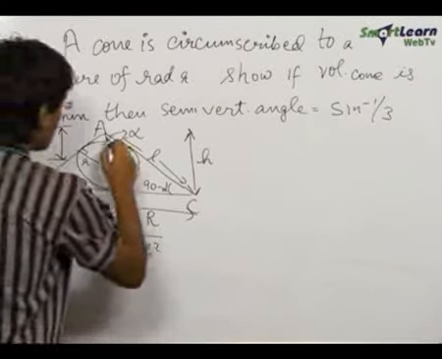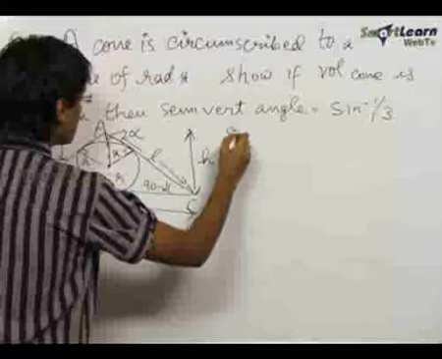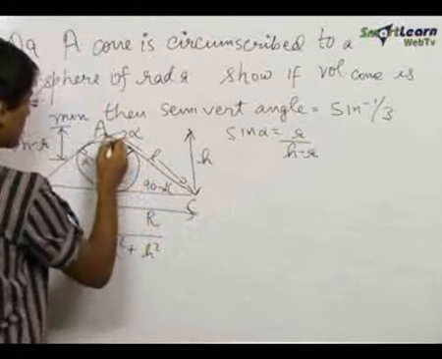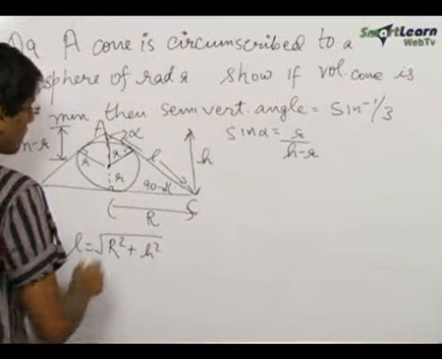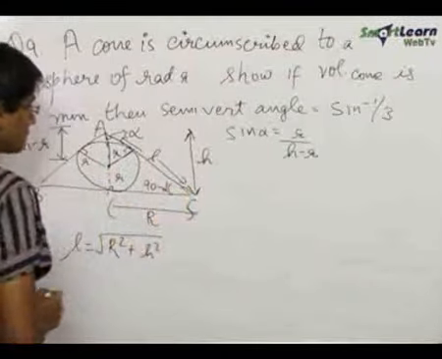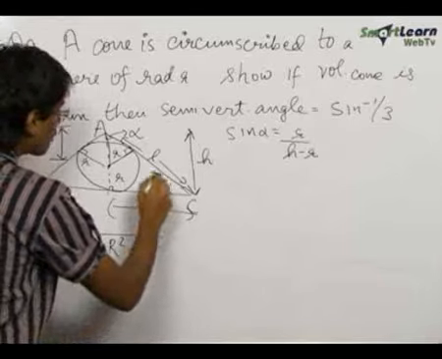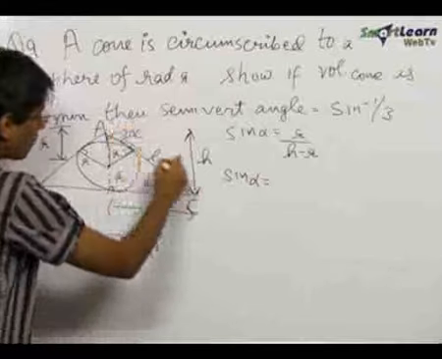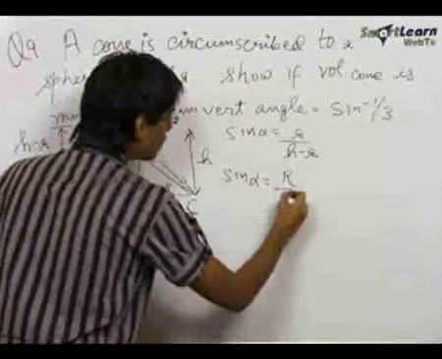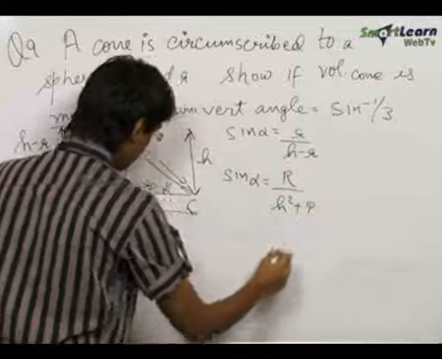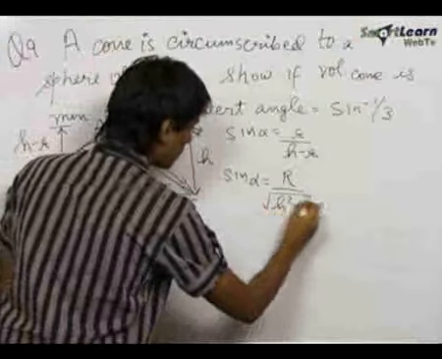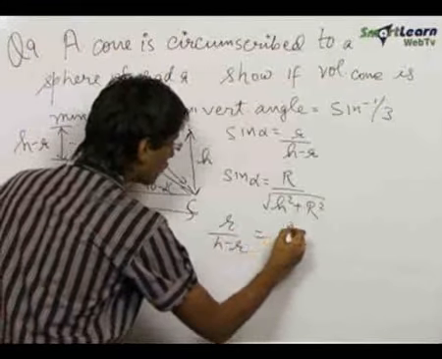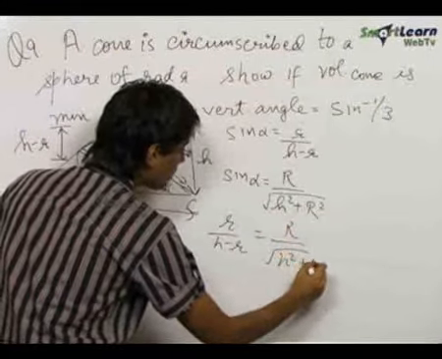So using trigonometry in this triangle, we have sine of alpha is equal to r upon h minus r. This is r, this is h minus r. And using trigonometry again in the big triangle, we have cos of 90 minus alpha, which is sin alpha. This is equal to R upon L, that is R upon under root of h square plus R square. Equating both these, we have r upon h minus r is equal to R upon under root of h square plus R square.